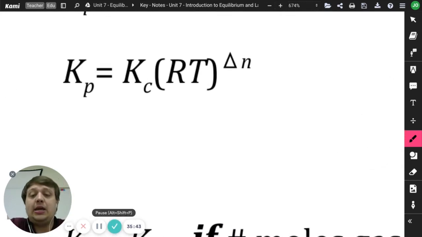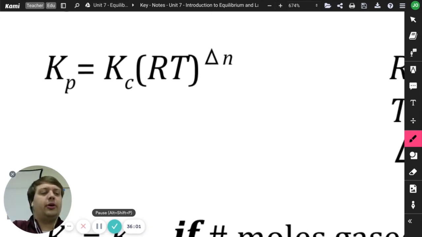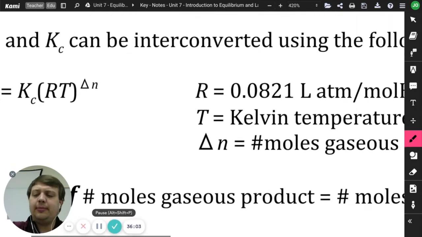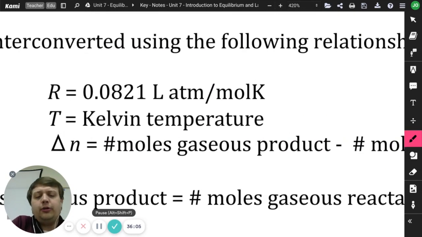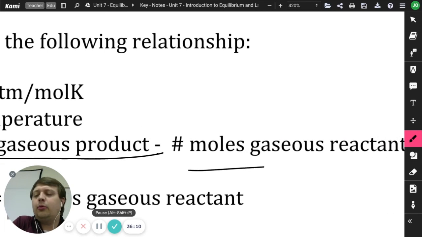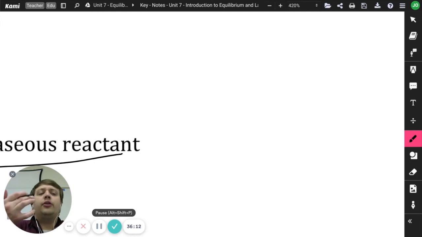We can convert them using this relationship right here. My Kp equals the Kc times R, which is our gas constant, times temperature in Kelvin, it does need to be in Kelvin, to the change in the number of moles. So what does that mean? We find the number of moles of our products minus the number of moles of the reactants. Let me give you an example of how to solve for the change in moles.